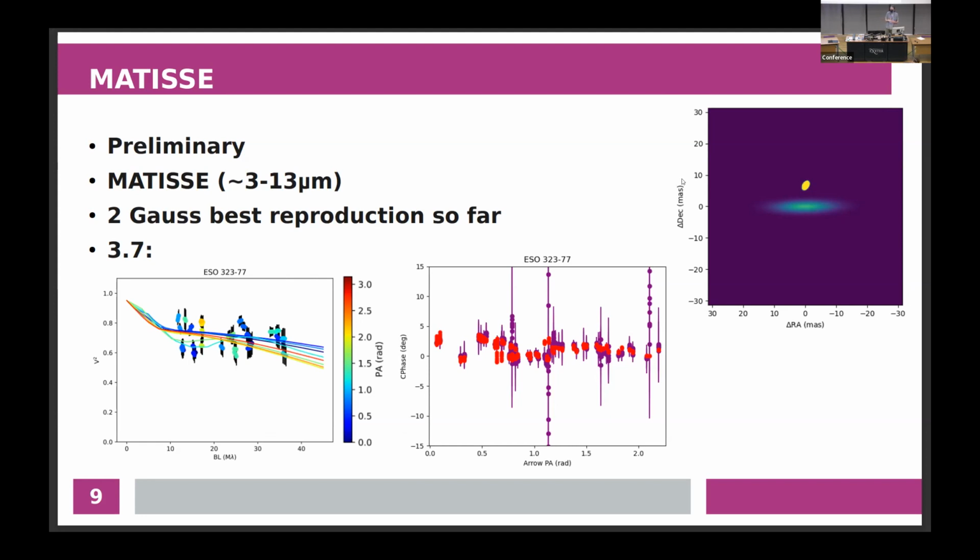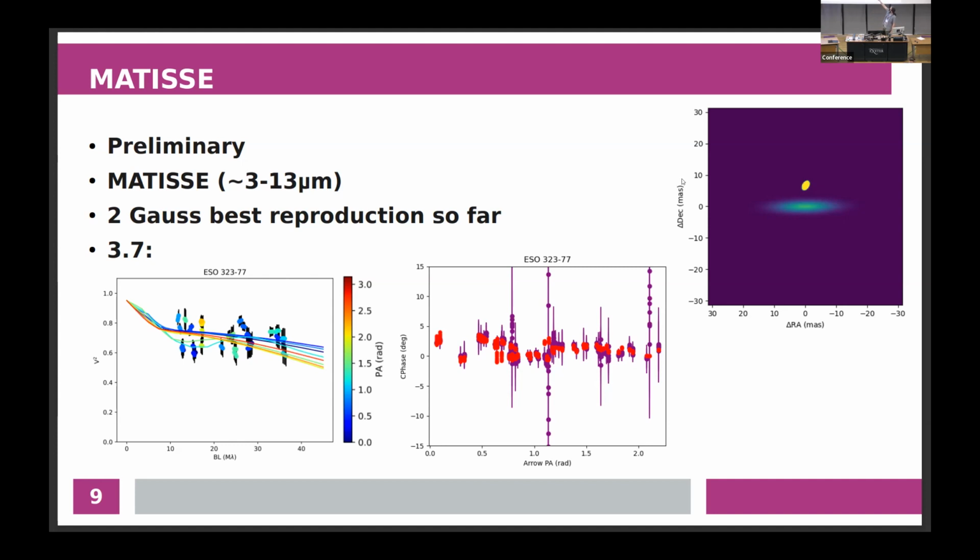So we tried to do the same thing as we did for GRAVITY with the point source model, except this time using Gaussians because it provided a better fit. And we find that 2 Gaussians is a very good reproduction of the MATISSE data. This is incredibly preliminary, by the way, still very much ongoing. So this could change, but what we do find is in the L band at 3.7 microns shown here, we get a decent reproduction of the visibility and a pretty good reproduction of the closure phase, where the red points there are the model, and the purple is the data.